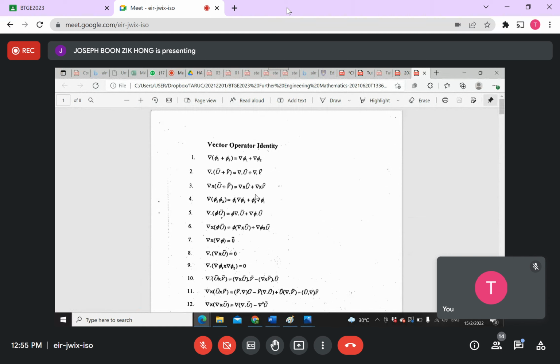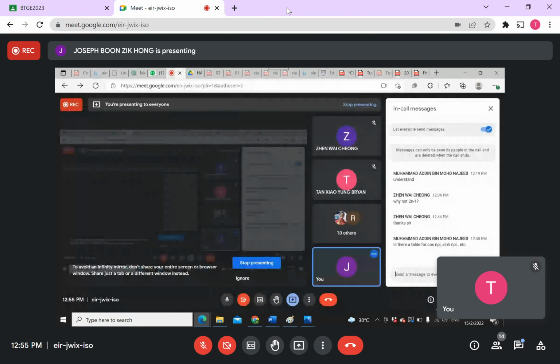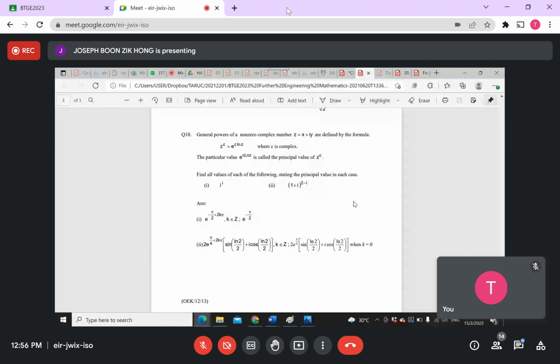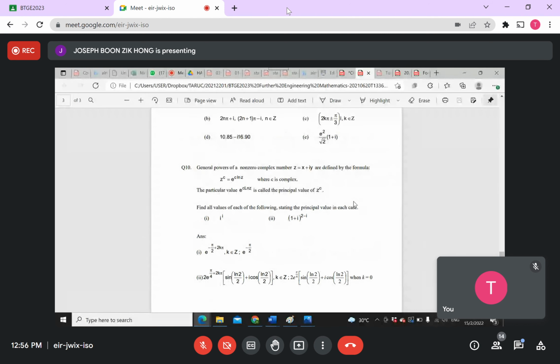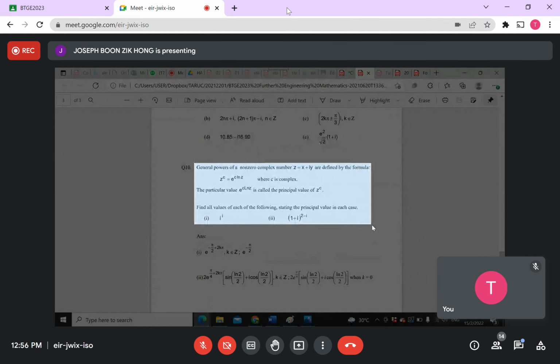Okay, you have to remember that sine iy will give you i sine hyperbolic y, and then cos iy will give you cos hyperbolic y. This one you have to remember. The formula is not given. So sorry for that. Okay, so last question, number 10. Try to have a look. This is a very long question.